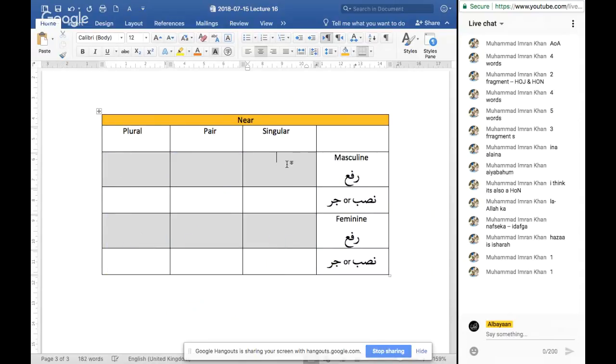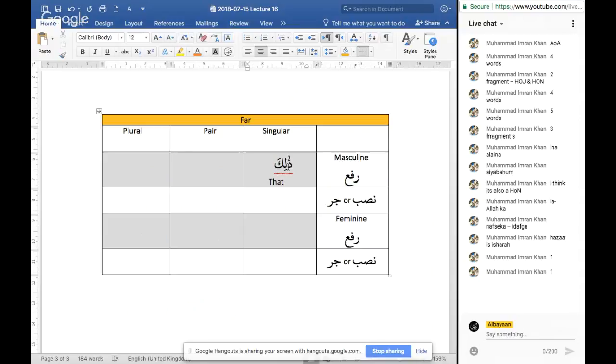Okay. Now, this one is for far. For example, how would you say "that" in Arabic? That in Arabic is zalika. Zalika. There's a gem here, I'll tell you inshallah. Zalika means that.